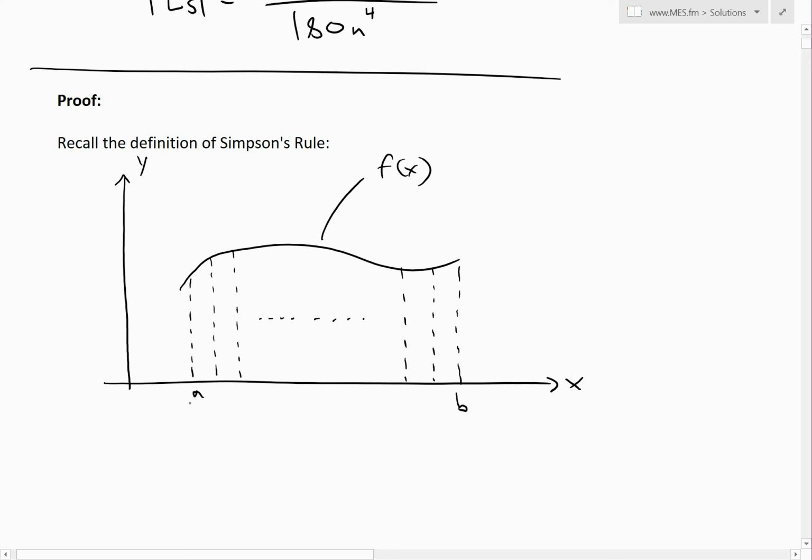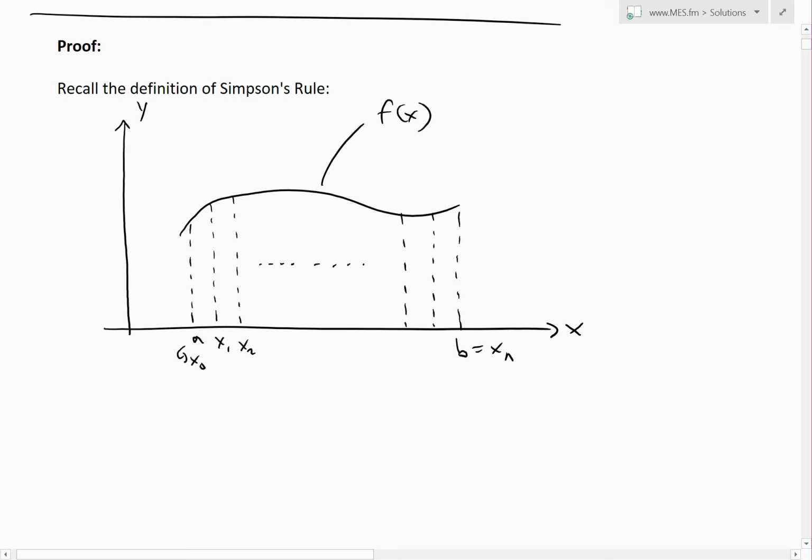So this is our x0, this is our x1, x2, all the way up to here, which is equal to xn. So it's n subintervals. Right here is our xn minus 1, and that's our xn minus 2. And again, the idea of Simpson's rule is to draw a parabola for an even number of subintervals, so you go every 2. You would draw a parabola that cuts through these points, so you'd have a bunch of parabolas like this, and then you would keep going.